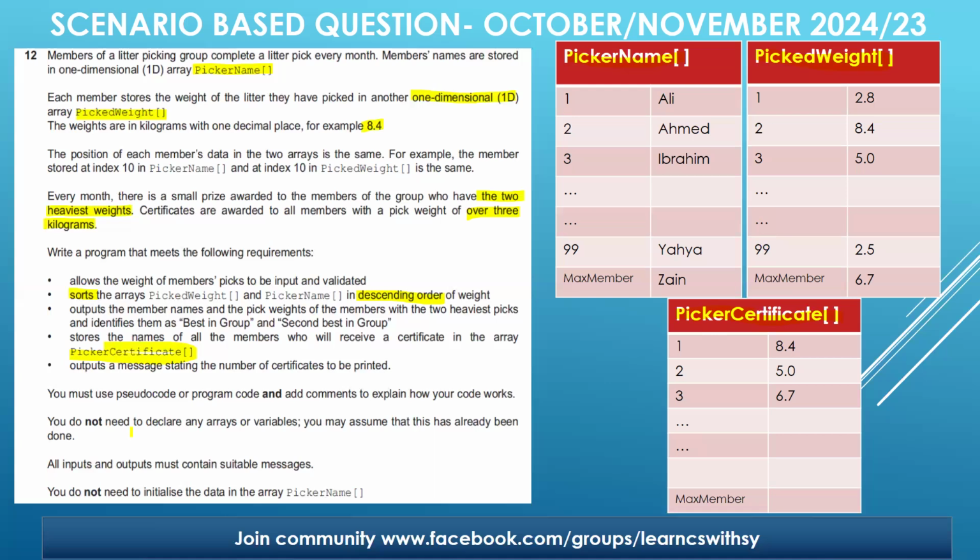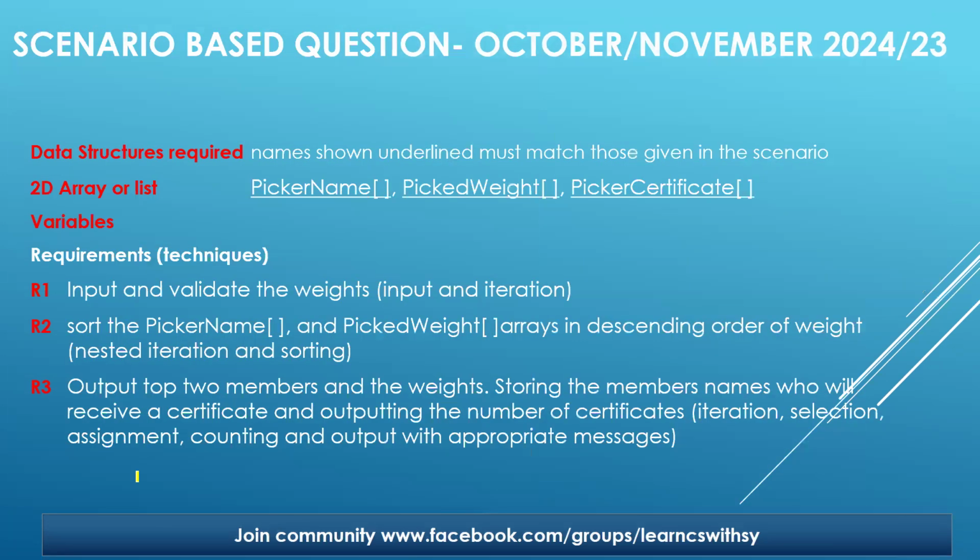You do not need to declare any arrays or variables. You may assume that this has already been done. All inputs and outputs must contain suitable messages. You do not need to initialize the data in the array picker name. I hope that everything is very clear. Now let's move to the actual question.